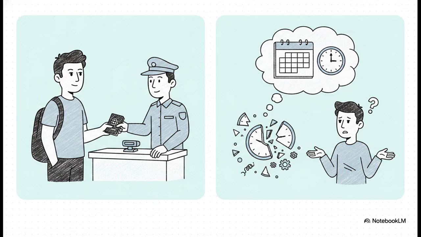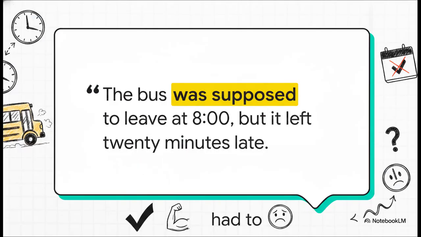On the flip side, was supposed to or were supposed to is all about unfulfilled expectations. It describes what was planned or arranged, but it strongly implies that reality turned out quite differently. Here's a perfect example of how that works. The bus was supposed to leave at 8, but it left 20 minutes late. It was on the schedule, it was totally expected, but reality shifted. The simple, fail-proof test here is this. If you're talking about a plan that changed, use was supposed to. If you genuinely, unavoidably completed the task, use had to.